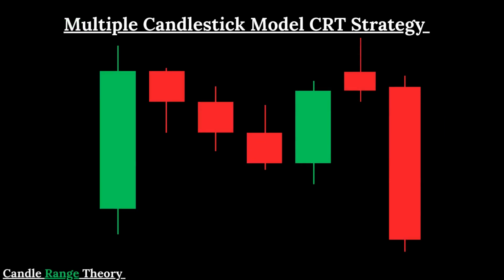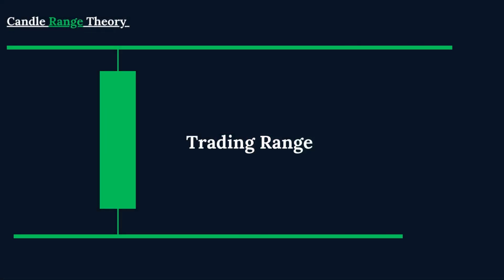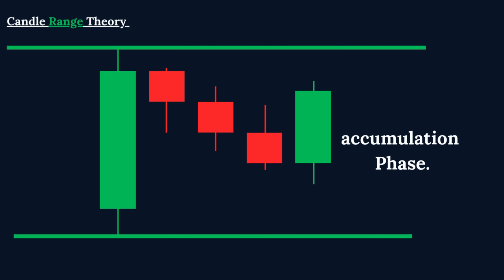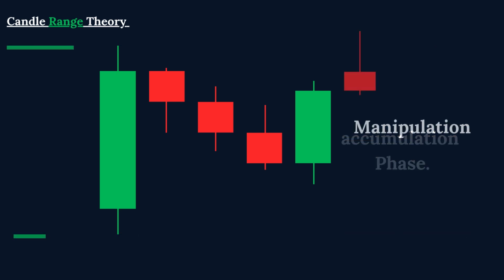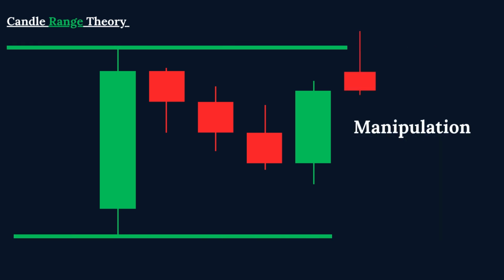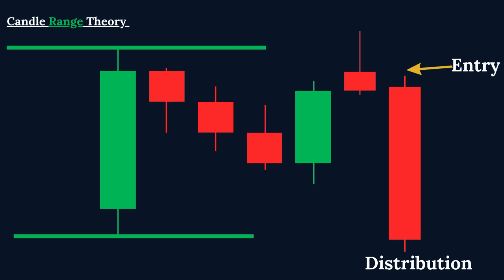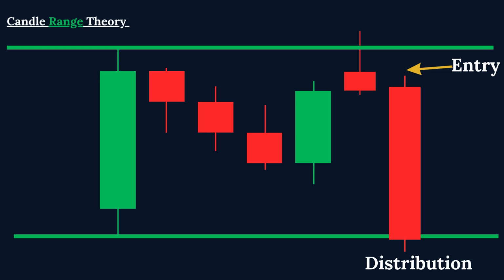Let's examine a chart to explain the multiple candle concept of the CRT strategy. We begin with the first candle to define our trading range. Next, we see 4 candles that don't shift price significantly. This is the accumulation phase. Then, a candle sweeps liquidity, manipulation phase. But it's crucial that this candle closes back within the range. If not, the short setup is void. Then comes a bearish candle that pushes toward the candle range low. This is distribution, completing the setup. This is where we look for our trade entry after confirming manipulation.